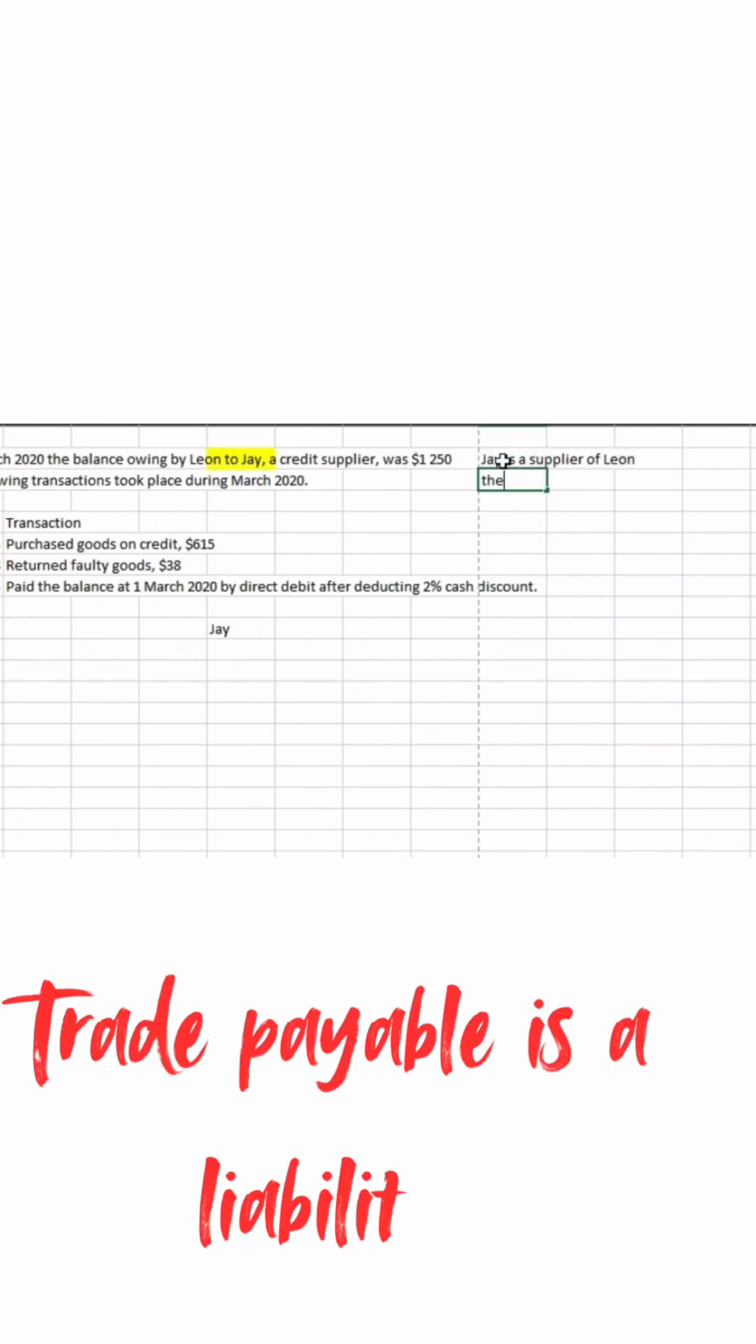So, who is J? Is J a supplier or customer? You're going to get to know this from this line here which says Leon owes J. So if Leon owes money to J, then J must have supplied goods to Leon. Therefore, J is a supplier and suppliers are trade payables. Make a note of this somewhere along with the fact that trade payables are liability.